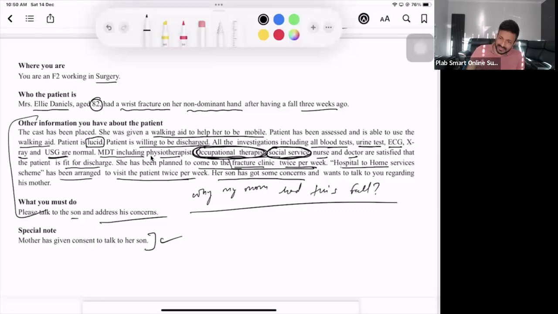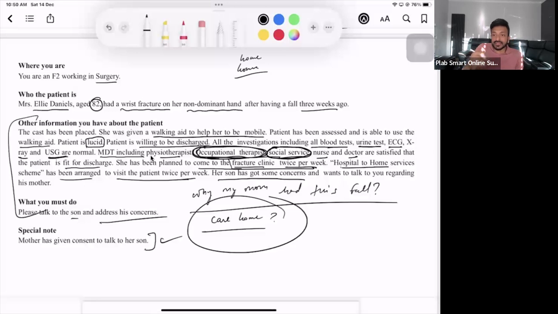Now, sometimes the son says, can you talk to my mom and convince her to go into a care home? Why? Because in a care home, there will be somebody who can look after my mom all the time. So there will be some support. Is that possible? The thing is, this patient wants to go home, and the team of doctors also want to send this patient home. So the thing is, let her go home, isn't it?